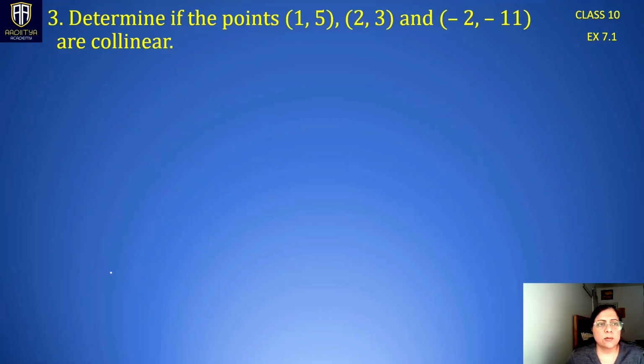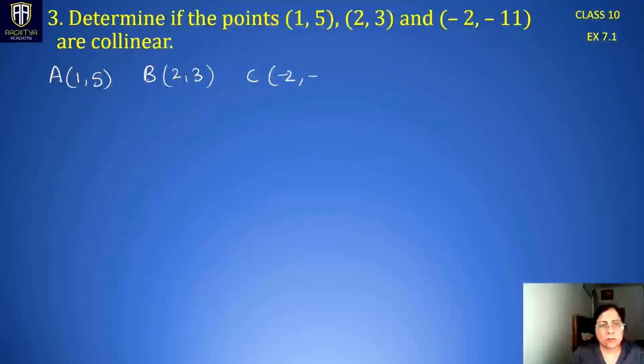Next question says determine if the points given are collinear. Right? So here you have a very important concept to learn. What is the relationship of 3 points if they are collinear? A, B, C. Just think that here you have A, here somewhere is B, and somewhere here is C. Or you can change their order. You can write C, A, B, B, A, C, C, B, A.